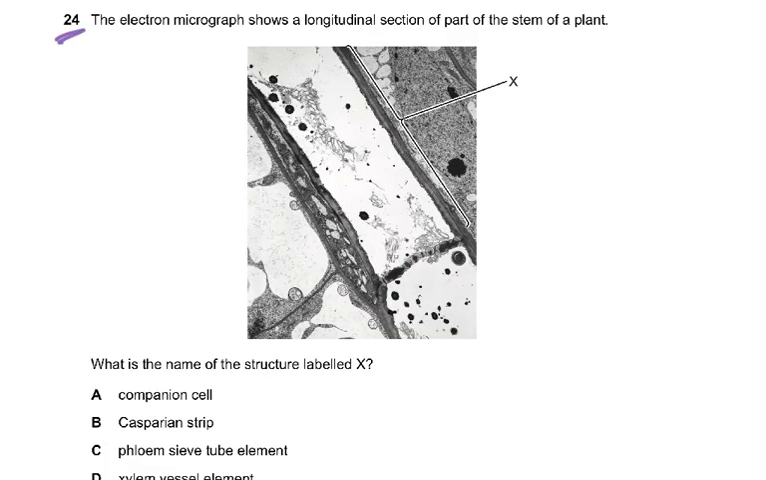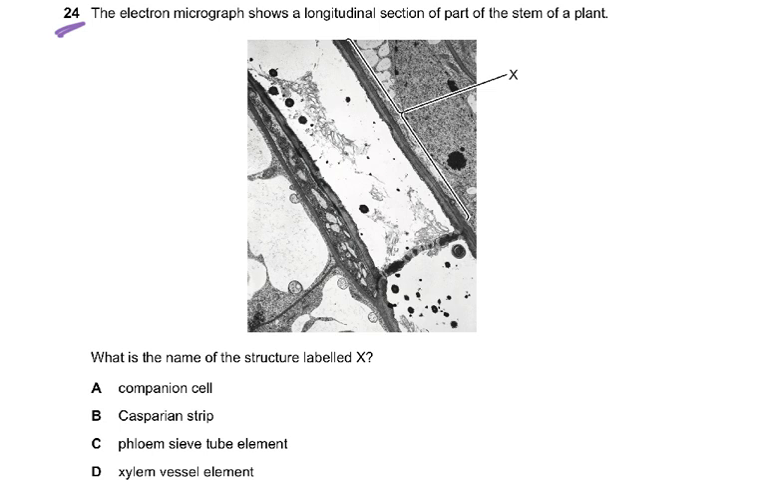Question number 24. The electron micrograph shows a longitudinal section of part of the stem of a plant. What is the name of the structure labeled X? How are you going to figure this out? What is X? Now I can see here these are the sieve tubes. You can see this here. Those are the sieve tubes, sieve plates. So this is the thing which was going to give you the clue of it. And this would be the phloem sieve tube element.